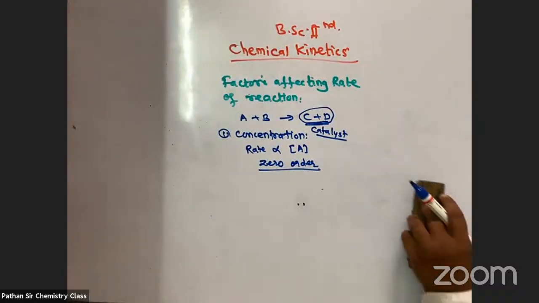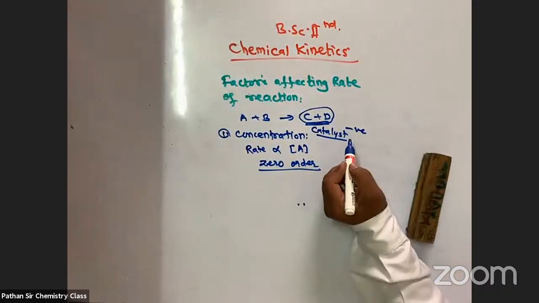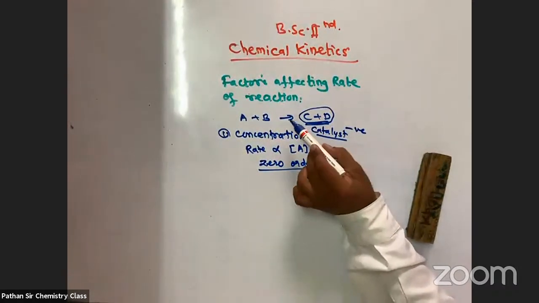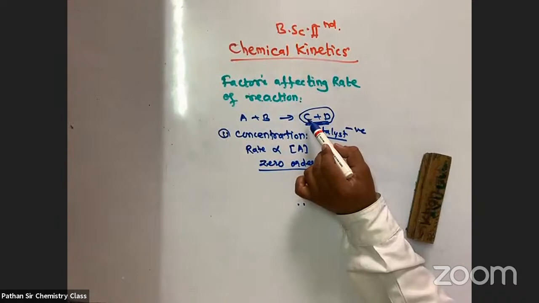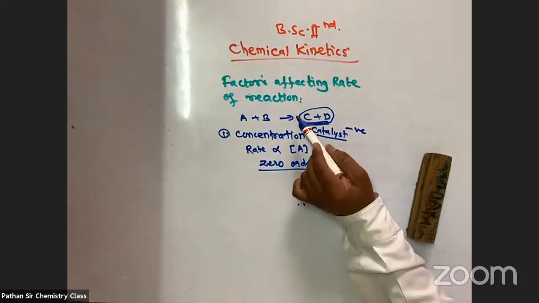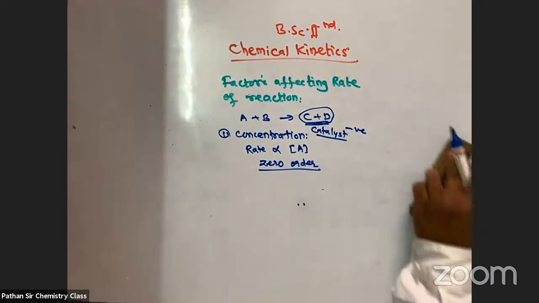But sometimes this product acts as a negative catalyst, an inhibitor, and thus as the amount of product forms, it stops the reaction and reduces the rate of reaction. So depending upon the situation, whether your product is acting as a catalyst or not, in general the rate of reaction depends upon concentration. Higher the concentration, higher the rate; lower the concentration, lower the rate of reaction. Thus rate of reaction is directly proportional to concentration of the reactant. Now the second point, temperature.